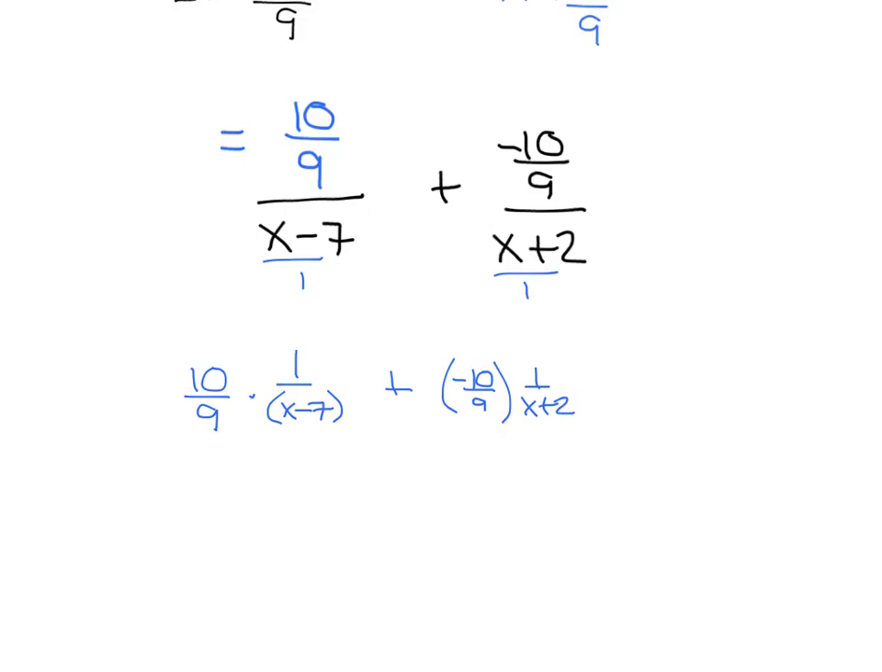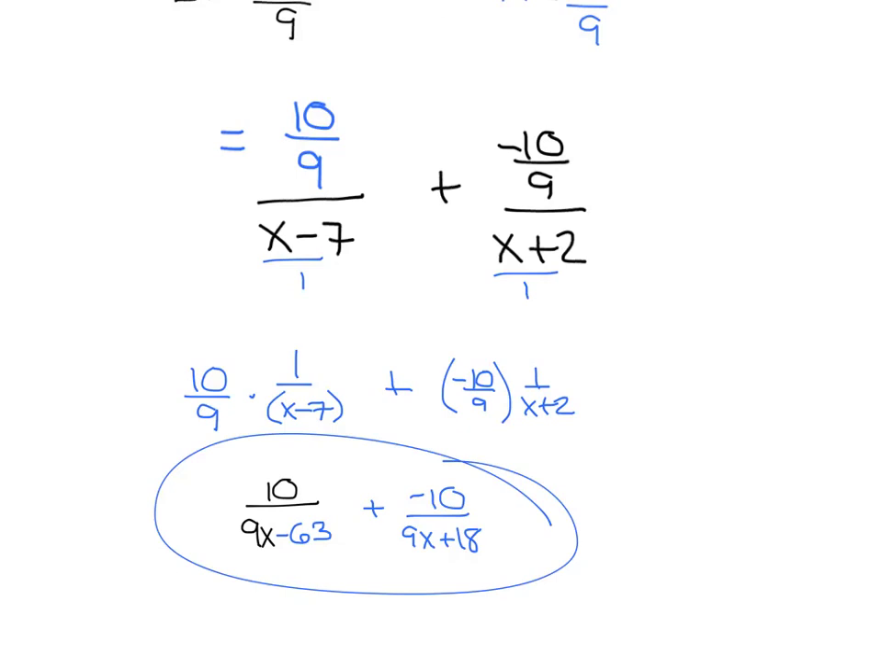And at this point, I'm okay if you either factor out 10/9 or distribute. I like distributing. Okay, 63. So here I have minus 63 plus, or minus 10, 9x plus 18. Or you could factor out, so your solution could look like this. 10/9, and then we end up with 1 over x minus 7 minus 1 over x plus 2. So either way, I'm okay as long as it's done right.